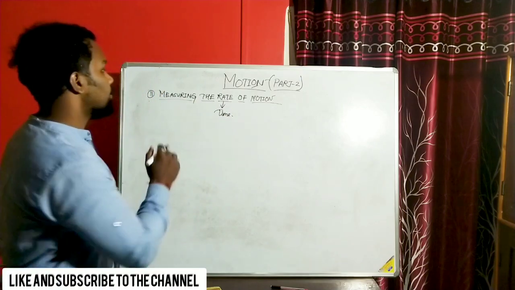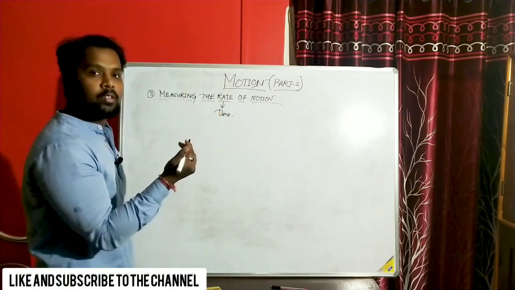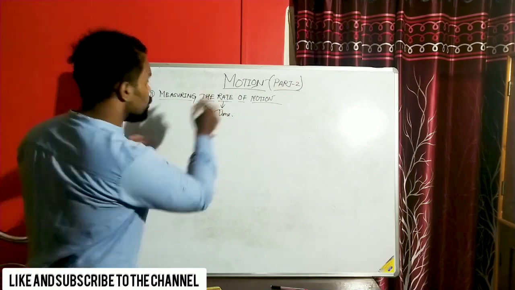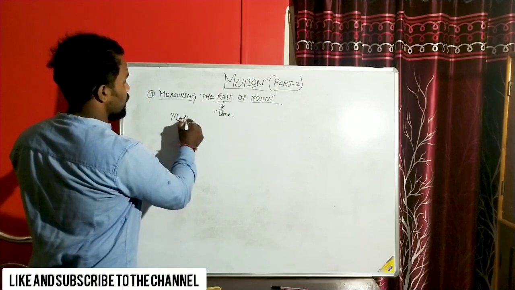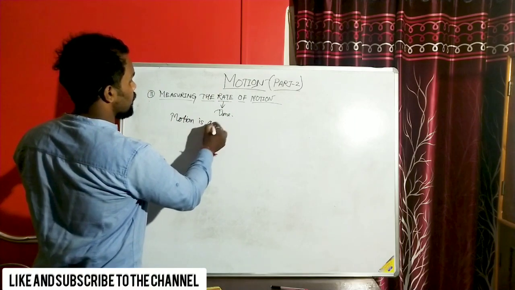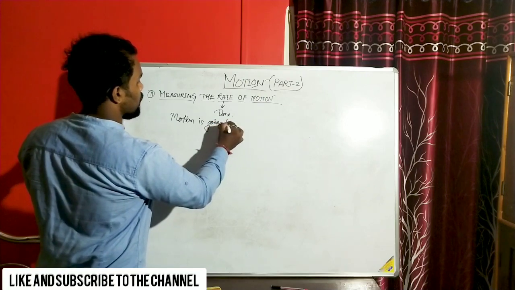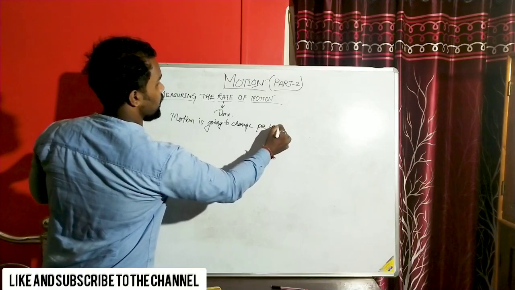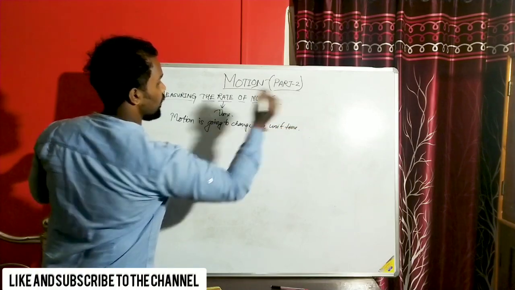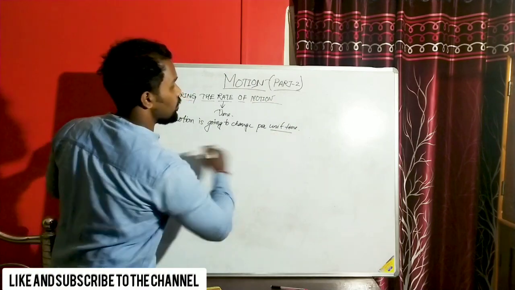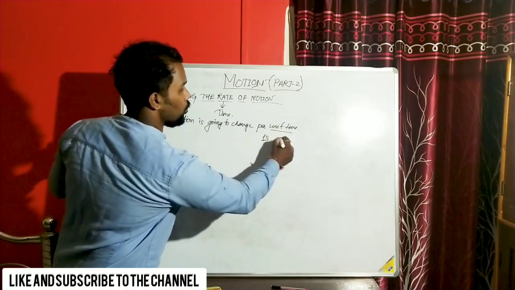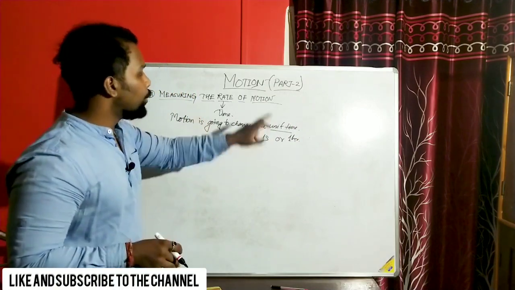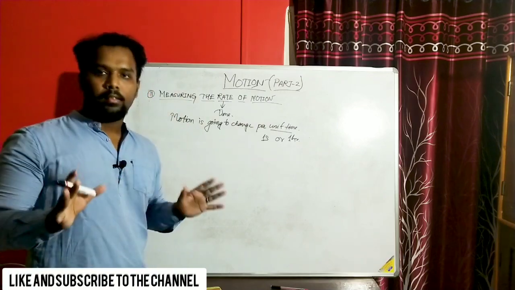That means if anything changes, if we say the rate of motion, that means what? That motion is going to change per unit time, right? And that unit time is going to be 1 second or 1 hour. Okay, in class 9 we will mainly deal with 1 second or 1 hour, nothing other than that.